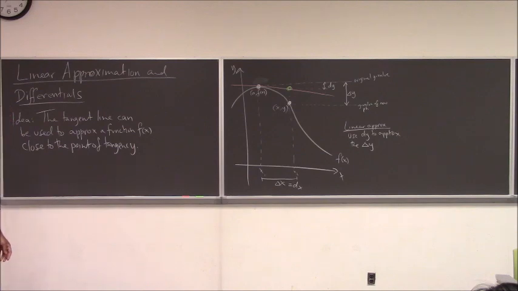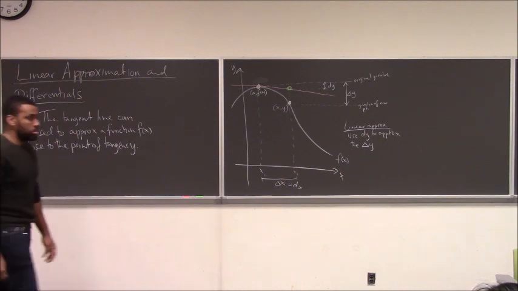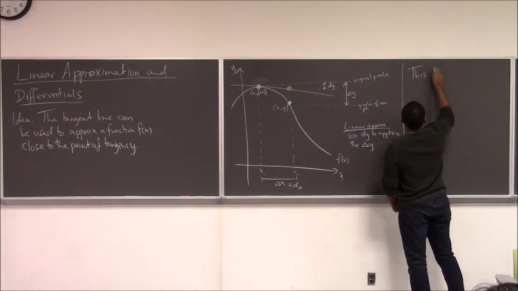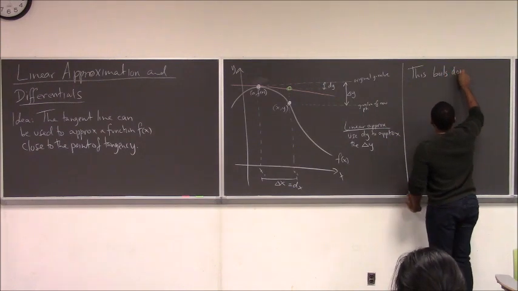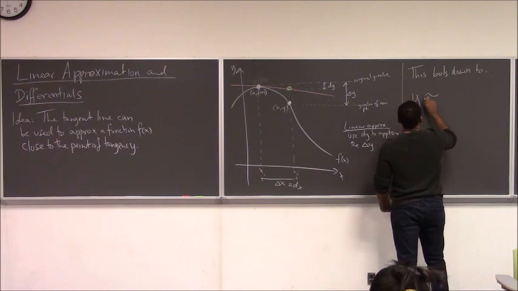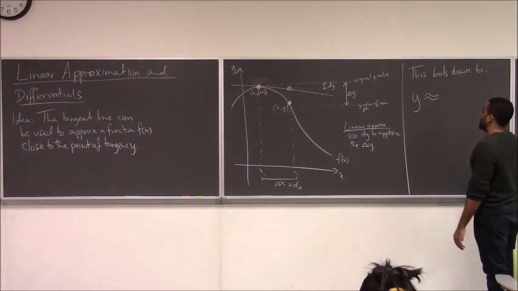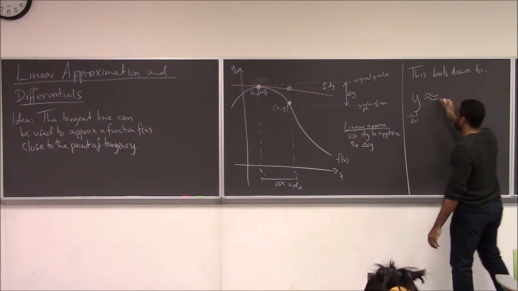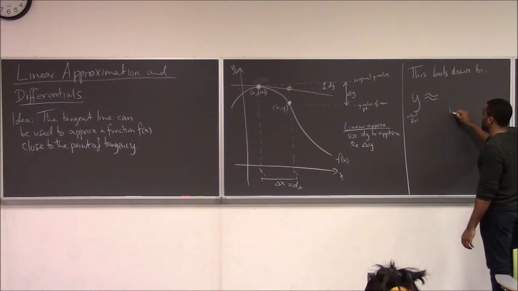And how we actually do this, the process would simply be to find the equation of the tangent line and use the equation of the tangent line in place of the equation of the actual function. That's basically what it comes down to. To say y for the actual f of x function is going to be super close to the tangent line function.